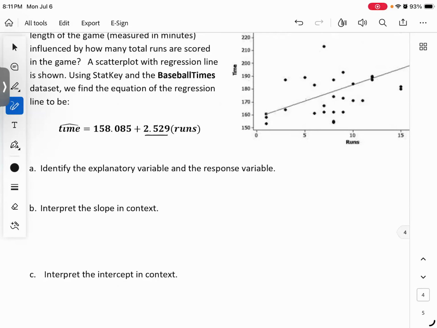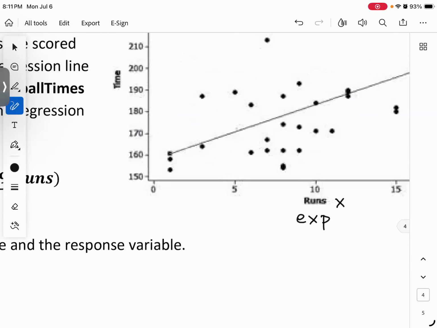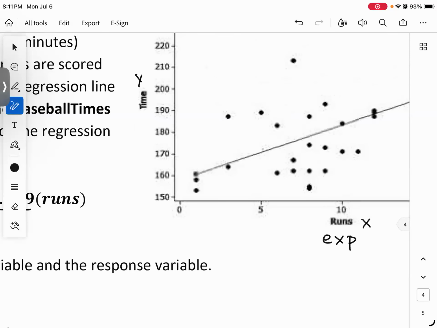But in terms of which is the explanatory and which is the response variable, whatever you have here on the horizontal axis, your x value, is always the explanatory. And then your predicted is always whatever you have here on the vertical axis, and this is your response.